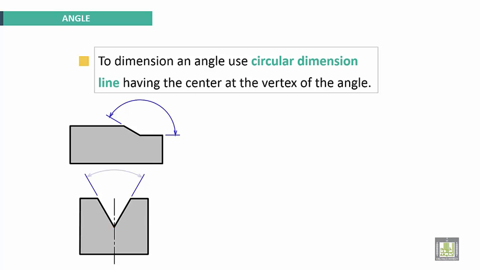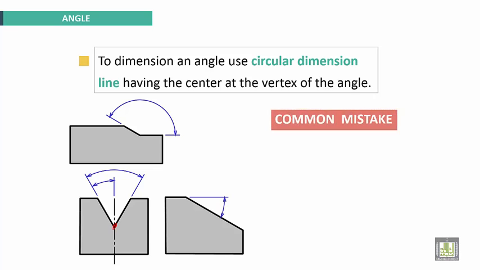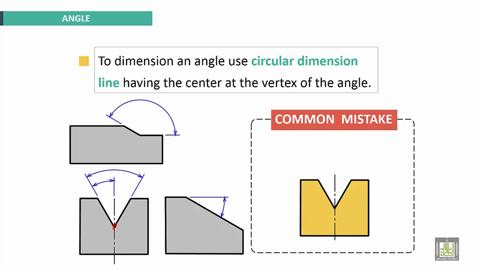This circular dimension line has a center here, the center at the vertex of the angle. This is the angular dimension. Common mistakes here: for this vertex, this circular dimension line has no center here. This is wrong.